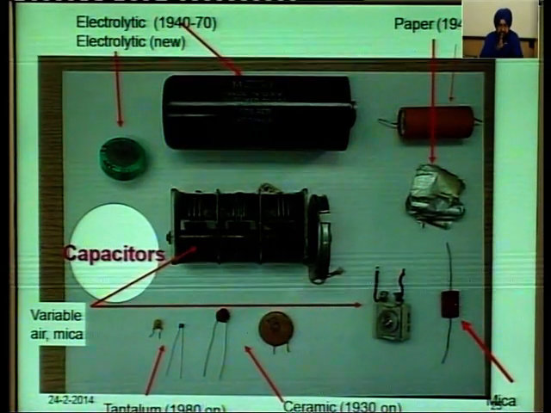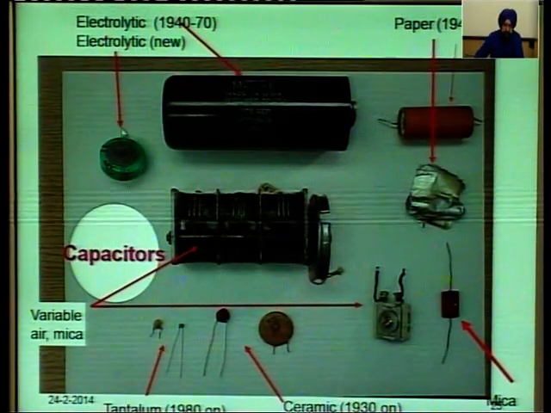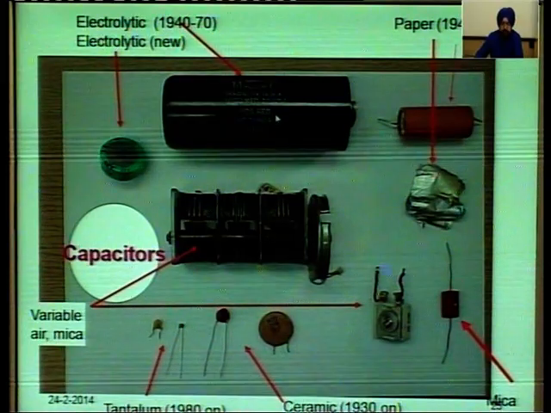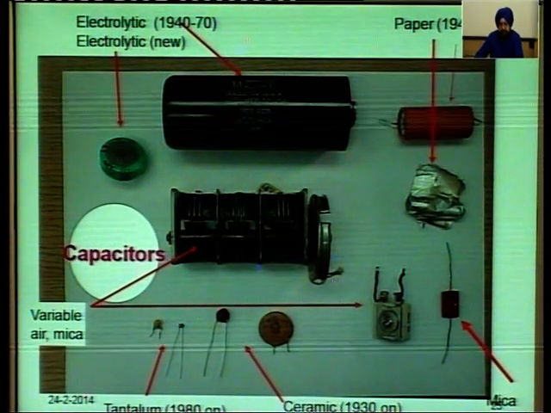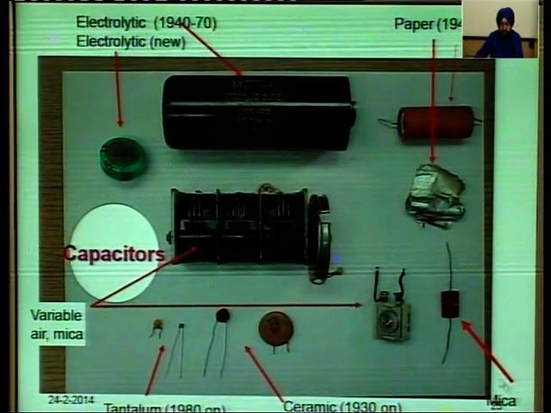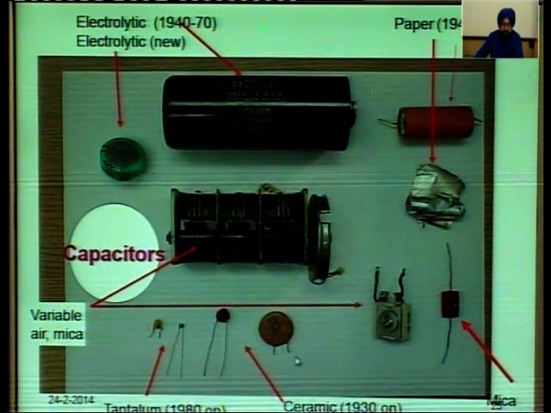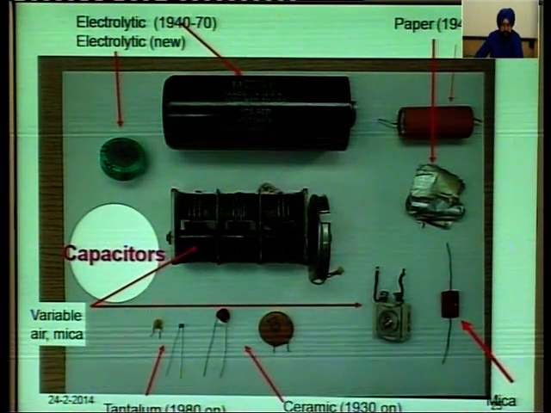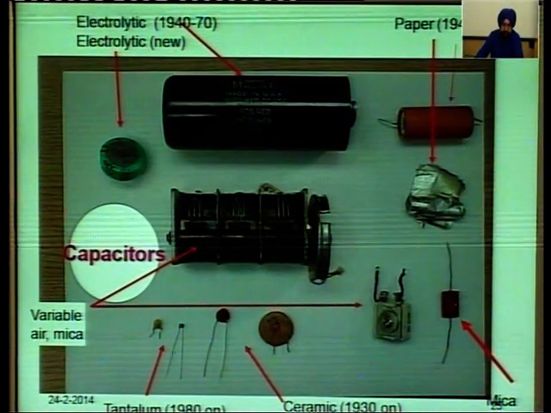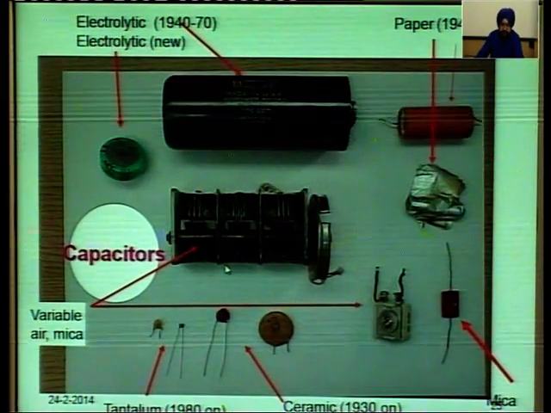These are all kinds of capacitors that are shown on your screens. You have electrolytic capacitors. This is a newer form. This is the older version used in the 1940s. This is a paper capacitor. This is also a paper capacitor. Here you have a mica capacitor. This is a ceramic capacitor. These are tantalum capacitors, as we had studied about these. This in the center is a variable air mica capacitor.